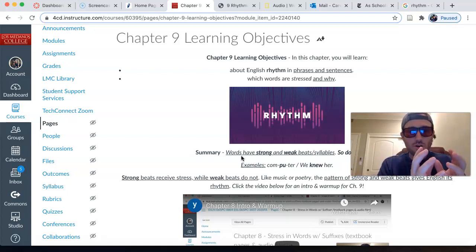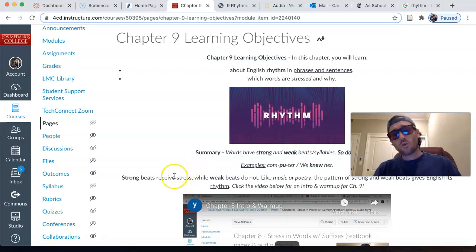So we're going to take what we've talked about in these particular pieces of pronunciation. We're going to expand that concept to full-on sentences in English and how certain words are stressed. So strong beats receive stress, while weak beats, of course, do not. And again, talking about music or poetry, it's the pattern of those strong and weak beats, that flow, that gives English its rhythm. More than likely, your first language has this as well.